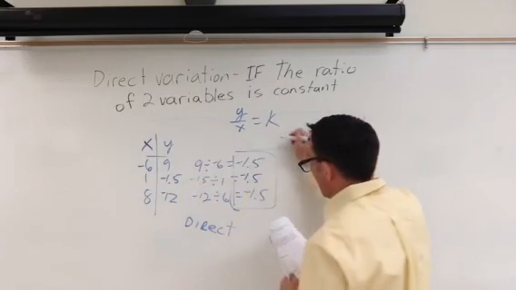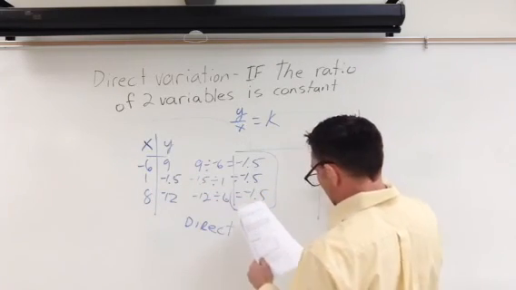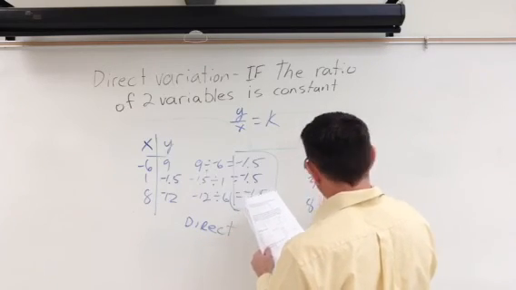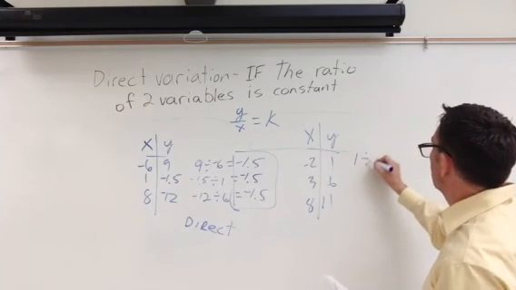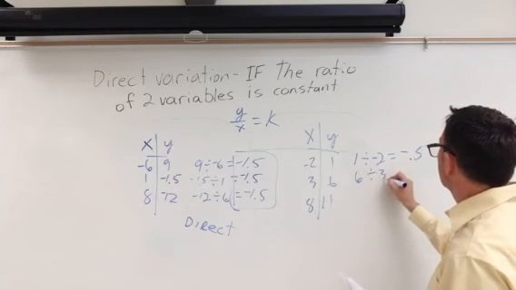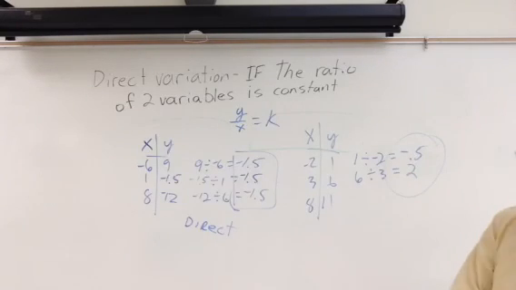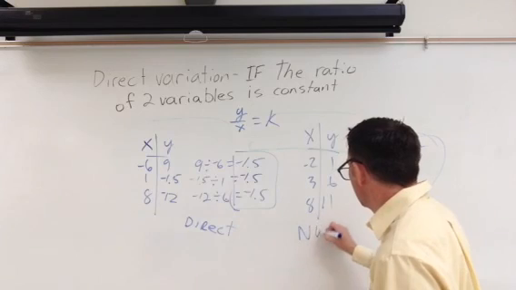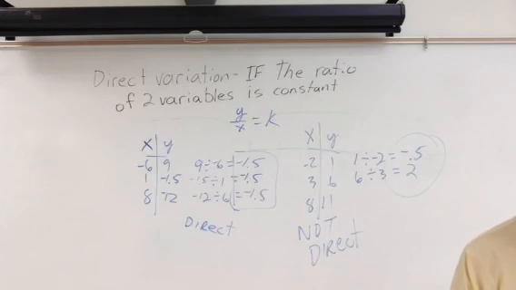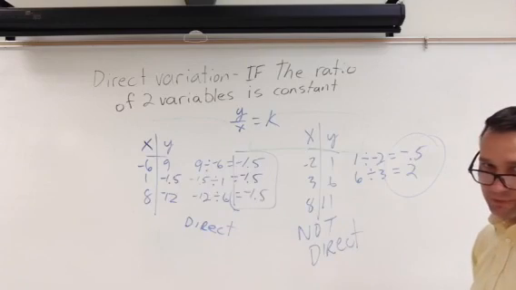The last one, and we have to make sure every situation works. In the second one, -2, 1, 3, 6, 8, 11. If I go 1 divided by -2, I get -0.5. I go 6 divided by 3, I get 2. Automatically, once these numbers do not match up, this is not direct. And we can identify it that way. So you have to make sure you divide every one out to make sure that it works.